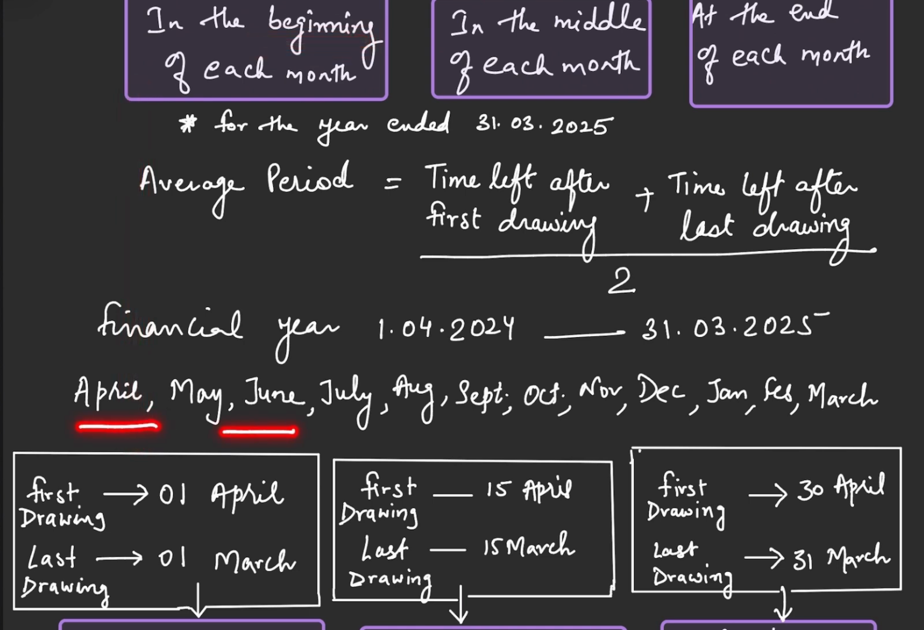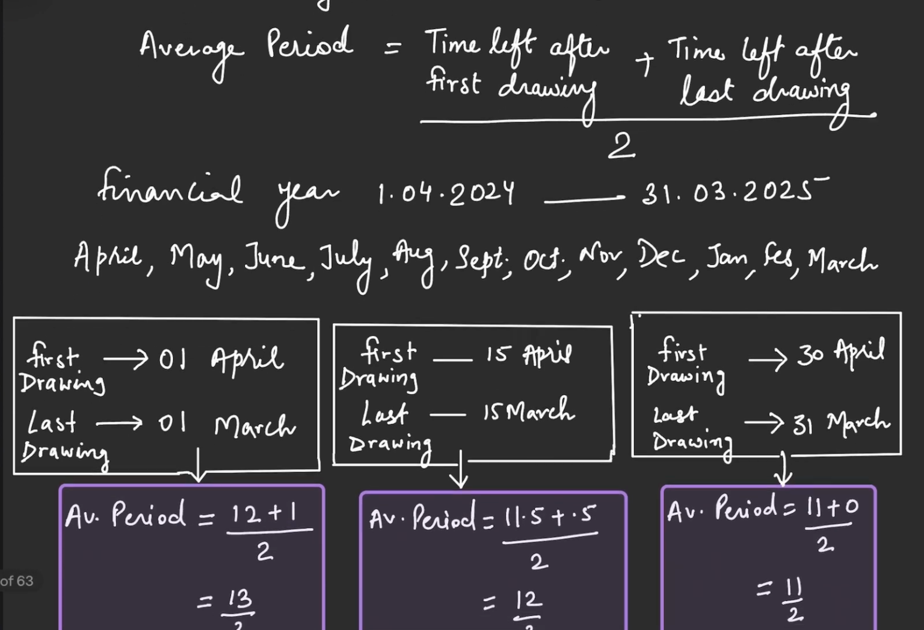So we have 12 months, right? And in the beginning of each month means the amount will be withdrawn on 1st April. Beginning means the first day of the first month, right? Similarly, it will be withdrawn on 1st May, 1st June, and so on. So the time left in the financial year after the first drawing: if we are withdrawing on 1st April, the time left is the full 12 months, right? 12 months left.